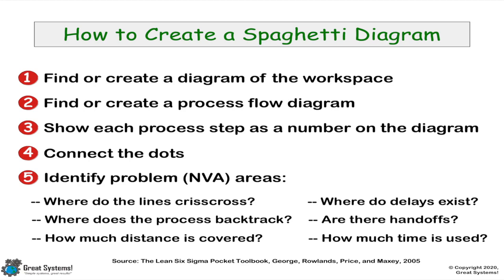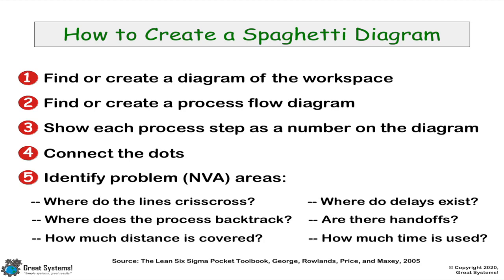Number the steps on your process flow diagram and then indicate these numbers on your workplace layout. Once you've done this, you can connect the dots. Make sure that you follow the existing paths that are used in your workplace as you make these connections. You are now ready to analyze your current state spaghetti diagram by looking for problem or non-value added areas. Non-value added areas are indicated by lines that cross each other, places where people backtrack with materials as they move through the process, or cases of excess distance being moved.